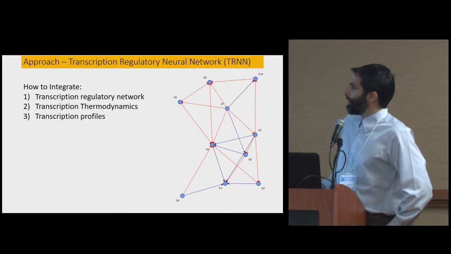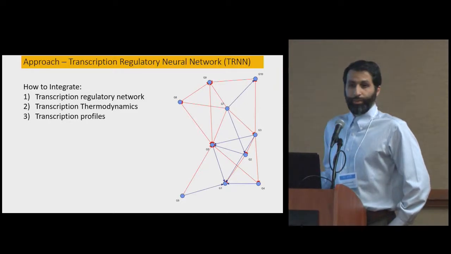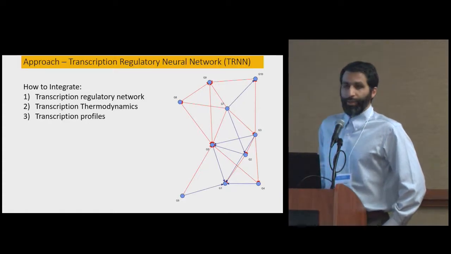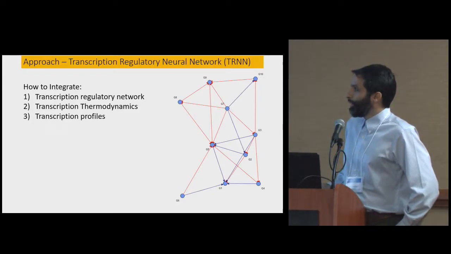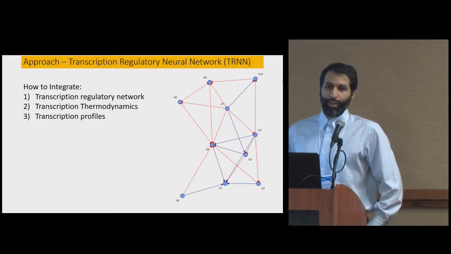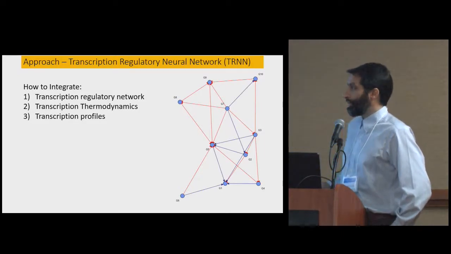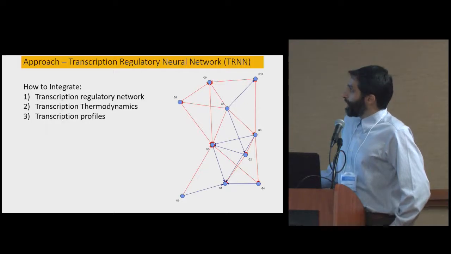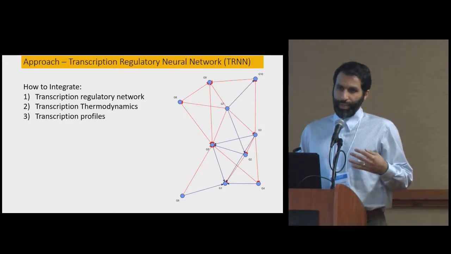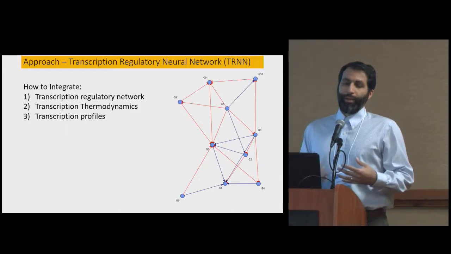So basically we take this problem as we have transcription regulatory network information available to us. We have some knowledge about the thermodynamics of the transcription, and we also have transcription profiles that we have acquired from mRNA sequencing, for example. So you have a network like this. How should we go about integrating all this knowledge together to be able to have better prediction?